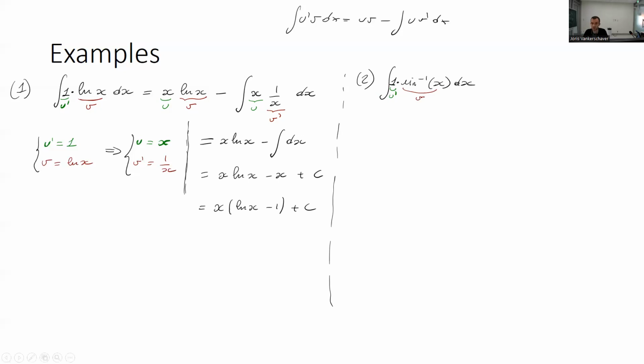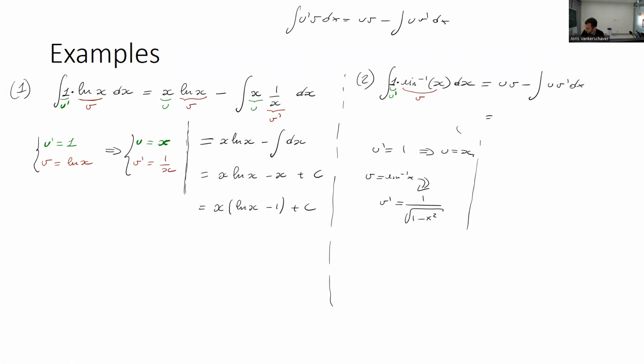We know that the derivative of sine inverse is 1 over the square root of 1 minus x squared. So let's write that down. u prime is 1, therefore u is x. v is sine inverse of x, and therefore v prime is 1 over the square root of 1 minus x squared. And now we can use our formula. We get that this is u times v minus the integral of u v prime dx.